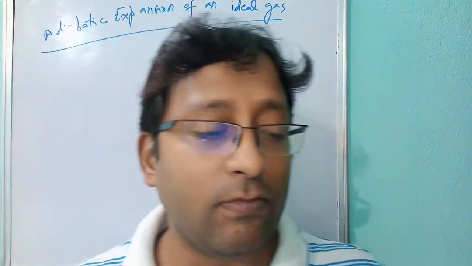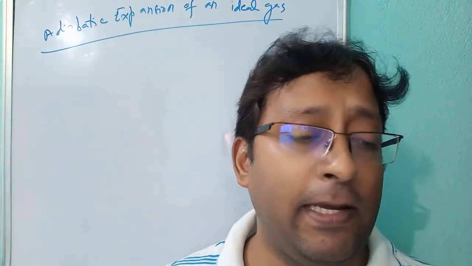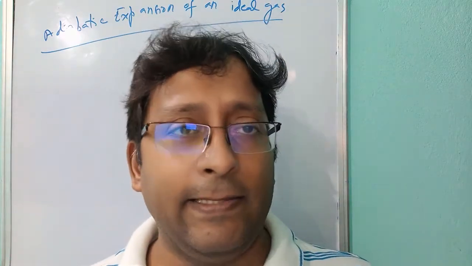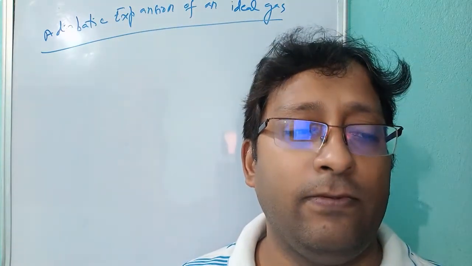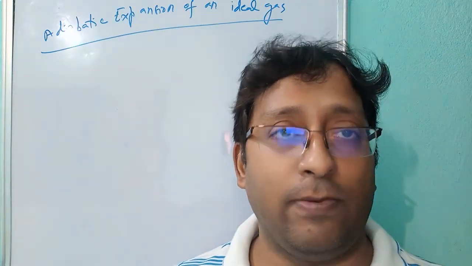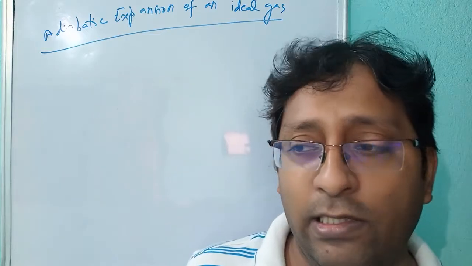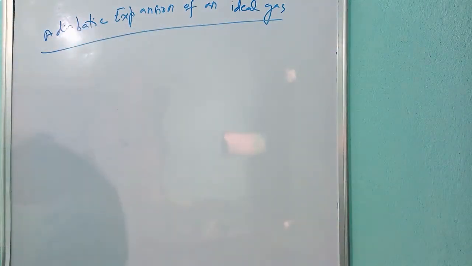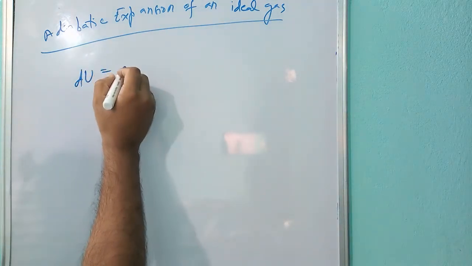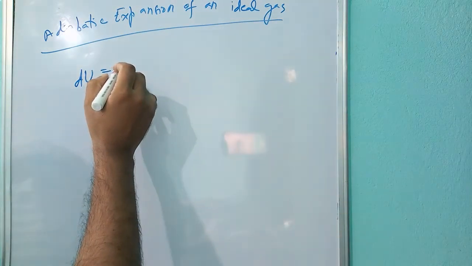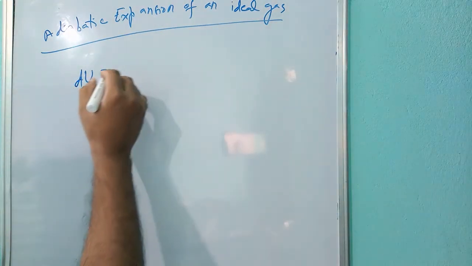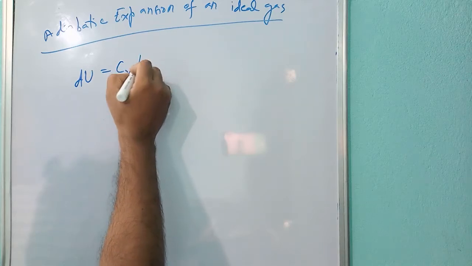So for an ideal gas, we know that the internal energy U depends only on the temperature. By knowing this, we are going to derive dU. As I said, the internal energy U of an ideal gas depends only on the temperature, so dU is equal to Cv dT.